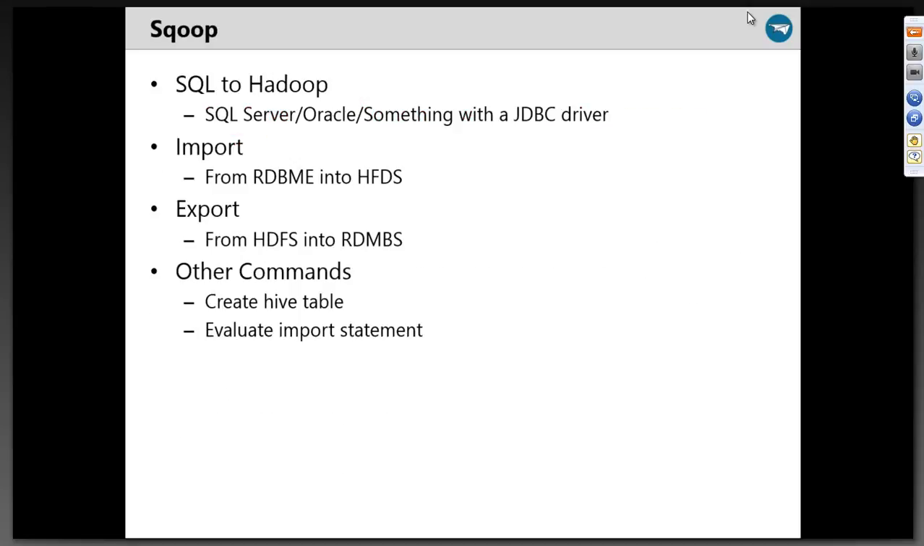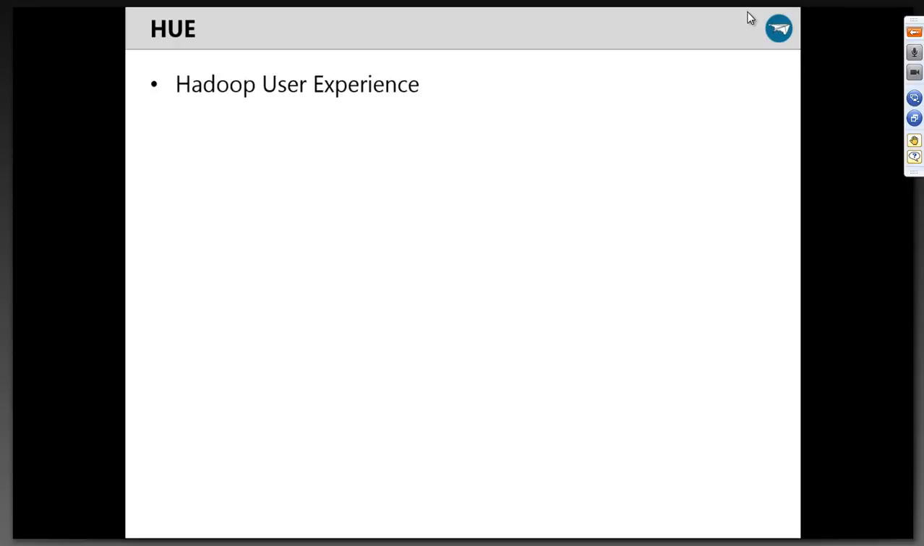Another tool is Sqoop. This is an ETL tool for getting data in and out of an RDBMS. So we can import from an RDBMS into HDFS, or we can go from HDFS into the RDBMS. You saw Hue. Hue is the Hadoop user experience. That's that website that I was using.